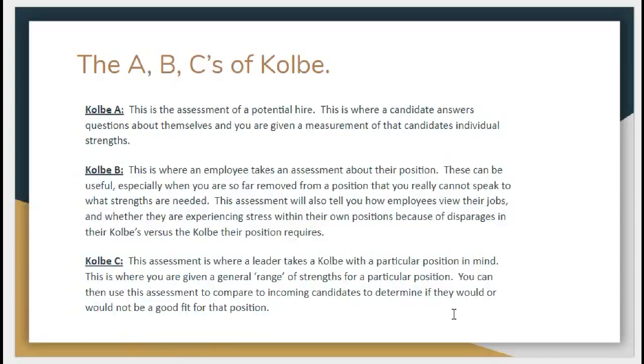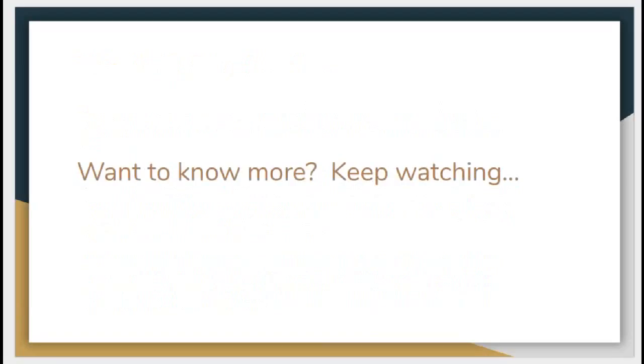The Kolbe C, as I have mentioned, is actually a Kolbe that you would take. Let's say you want to hire an assistant, and you in your mind have certain qualities that you know you need for that assistant position. Maybe you need someone with great attention to detail or a great planner. The Kolbe C would allow you to take that for that position, and it would create a range of success so that when you start using Kolbe A's, you can compare them to the Kolbe C for that particular position when you're hiring for that position. So really powerful tool. Again, you do need to talk to Kolbe if you want to utilize the Kolbe C. Now, if you want to know more about the Kolbe, then keep watching because I'm going to dig in a little bit more here.